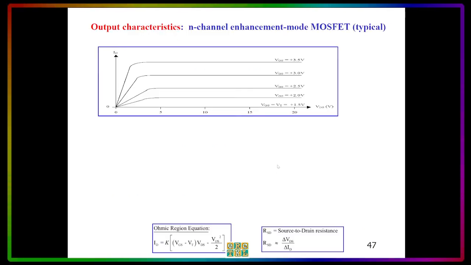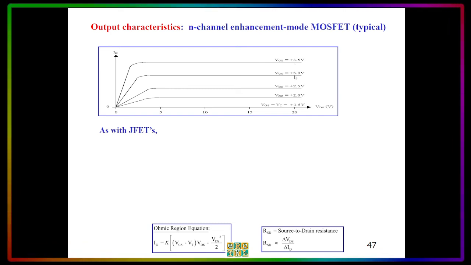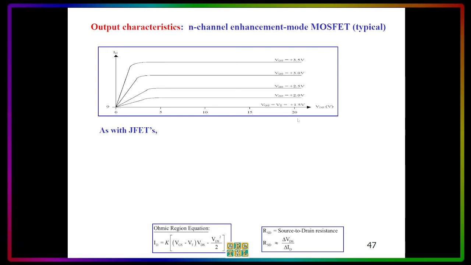So this is the output characteristic of the N-channel enhancement mode MOSFET, or this is the normal output characteristic. Looking at it, we have here the VGS at positive 3.5 volts, and then positive 3 volts, positive 2.5, positive 2, up to positive 1.5 volts. And this is the VDS on the x-axis, and this is the ID on the y-axis.